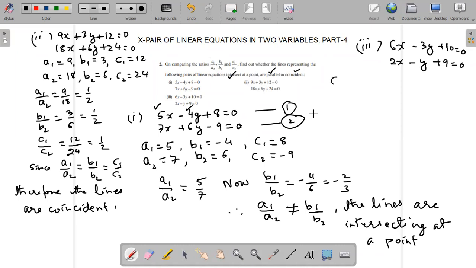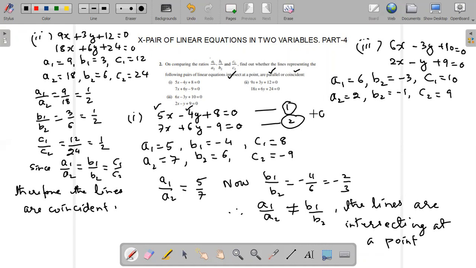Then you can write a1, b1, c1. So a1 is 6 here. And don't forget to take the sign. This is not 3, it is minus 3. That is b1, and c1 is equal to 10. Similarly, a2 is equal to 2 and b2 is equal to minus 1 and c2 is equal to 9.